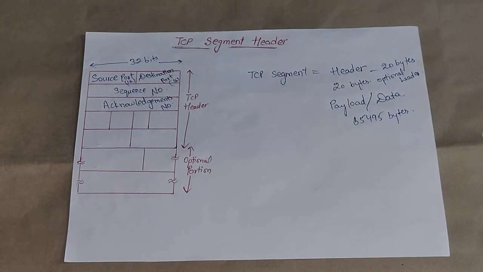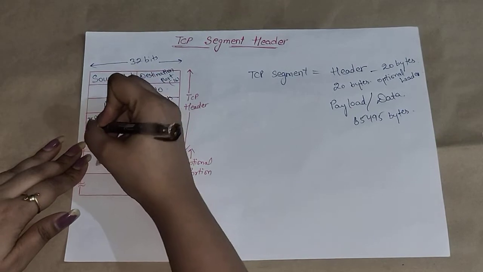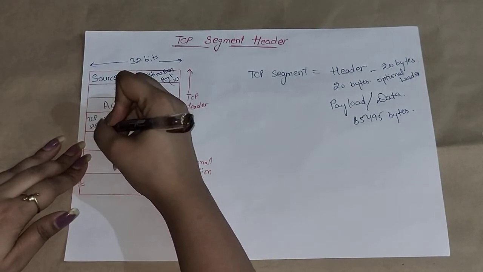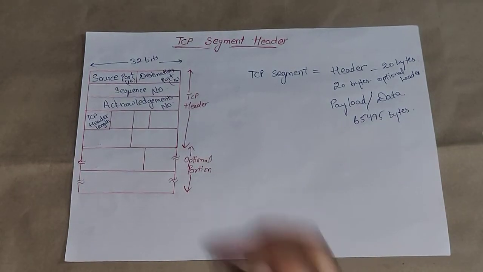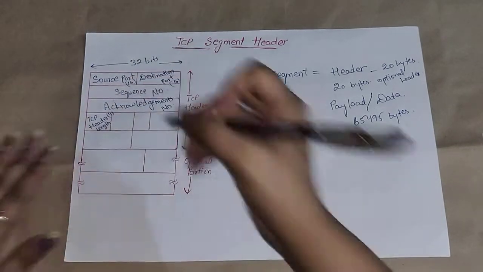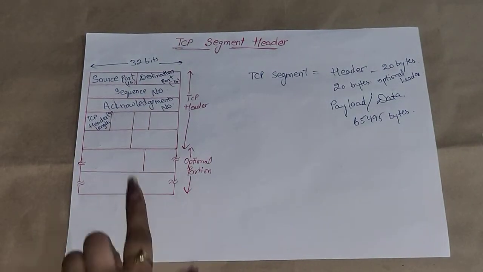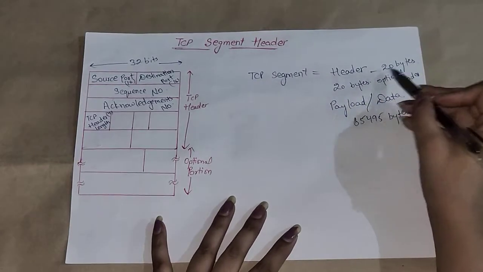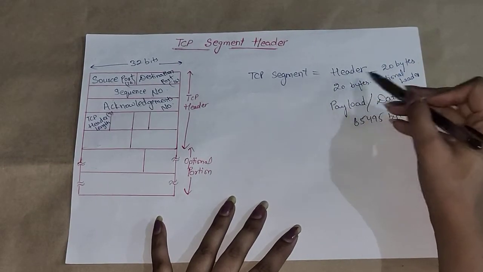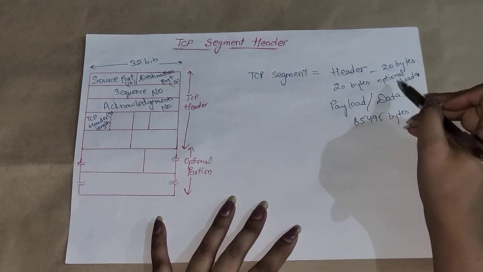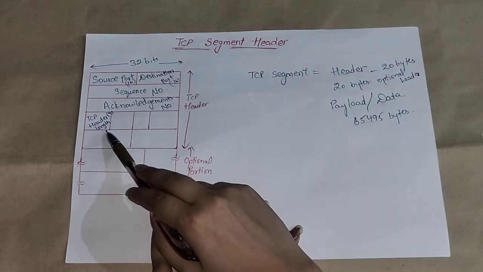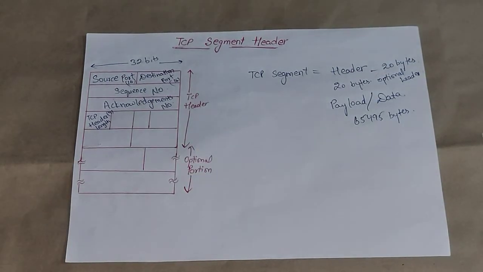Clear? Then we have TCP header length. What is this? This is a 4-bit field that tells the length of the header. I said that the length of header is 20 bytes and this is followed by 20 bytes optional header. This 20 bytes of information is optional. So this TCP header length tells the actual length of the TCP header, whether it is 20 bytes or it is 20 plus 20 bytes, okay, or less than 40 bytes.